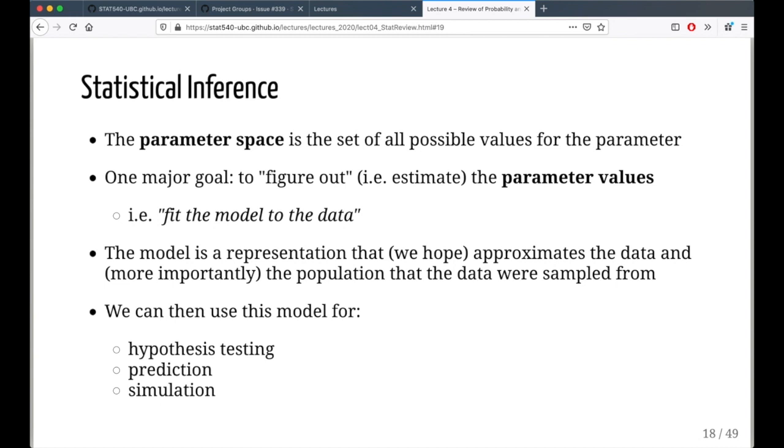And this model is a representation that we hope, if our assumptions are correct, approximates the data and, more importantly, approximates the population that the data were sampled from. Once we have these estimates and this model fit, we can use it to move forward with hypothesis testing to make conclusions about our data, as well as to make predictions about future data or simulations to test model assumptions, for example.